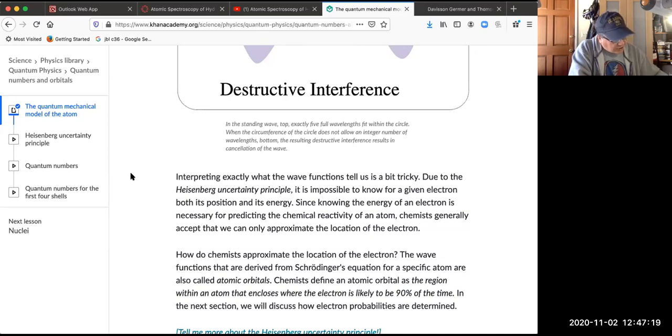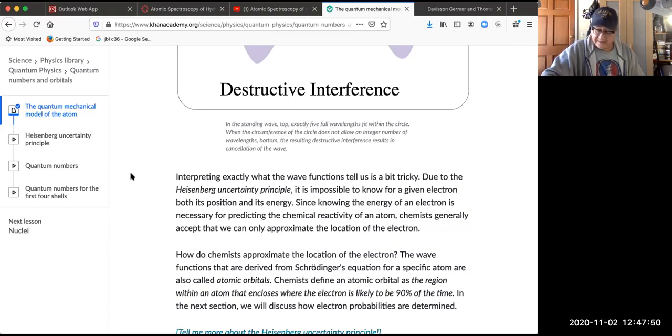L is the angular momentum quantum number. And M sub L is the magnetic quantum number. So those are the three variables in this particular equation.